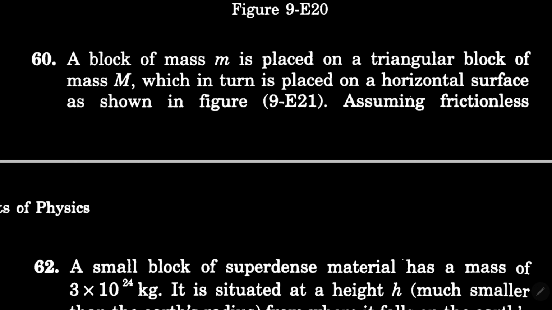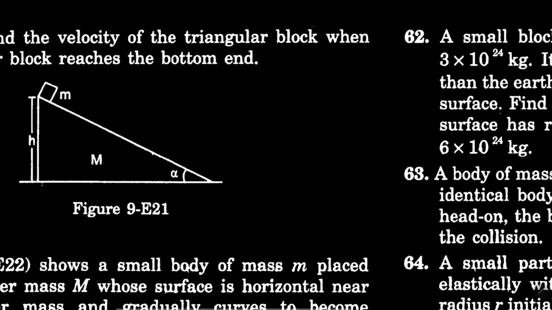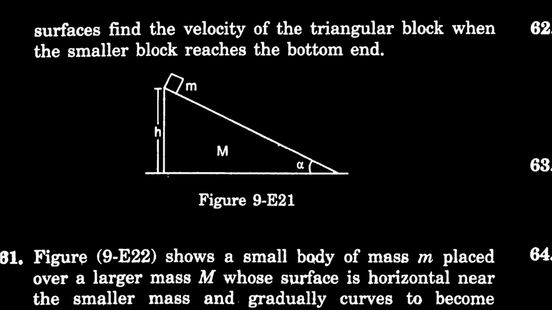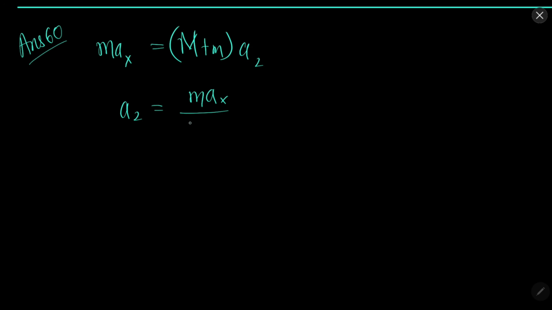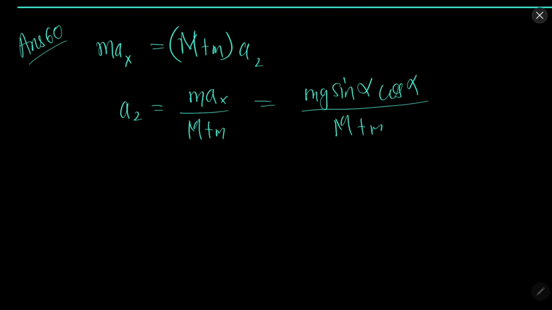In question 60 we have a block of mass m and the diagram is given. Assuming frictionless surfaces, we need to find the velocity of the triangular block when the smaller block reaches the bottom. So this is solution 60. In this case the x component will be this, so a2 will be m a x, that is mg sin alpha cos alpha over M plus m.